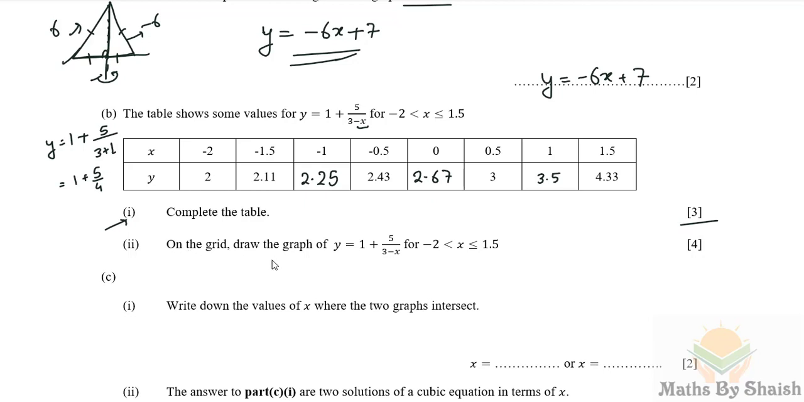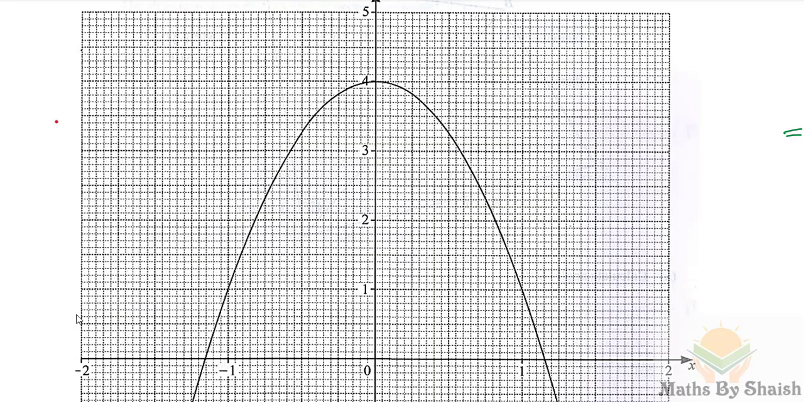Next one is, on the grid, draw the graph of y equals this. So we need to get these points and we'll draw the graph. Let's plot these points. First of all, let's mark the x values we have. First one is -2, then -1.5, then -1, then -0.5, then 0, then 0.5, then 1, then 1.5, and 2.